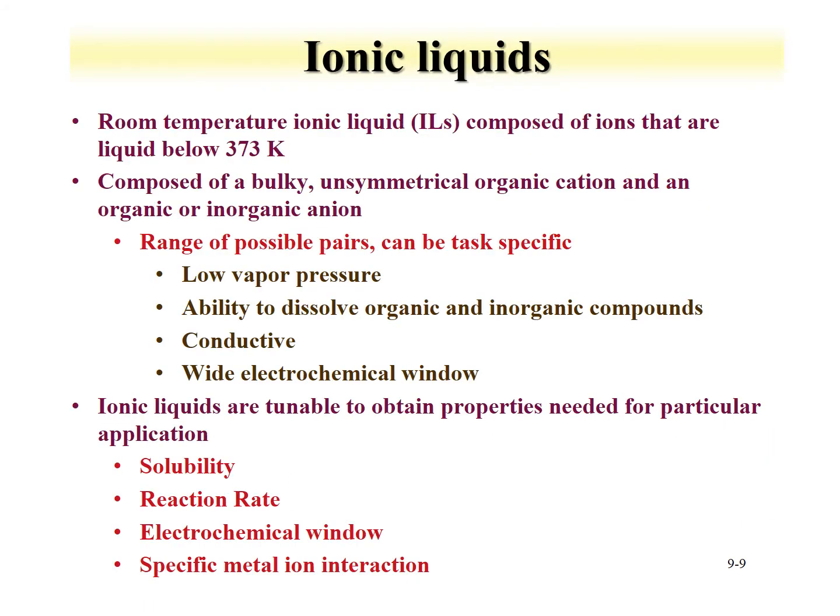An alternate to pyroprocessing is the use of ionic liquids. Ionic liquids are ions that are liquid at room temperature or up to 100 degrees C. They're composed of a bulky, unsymmetrical organic cation and an organic or inorganic anion. There's a large range of possible pairs of cations and anions. They can be task-specific ionic liquids.